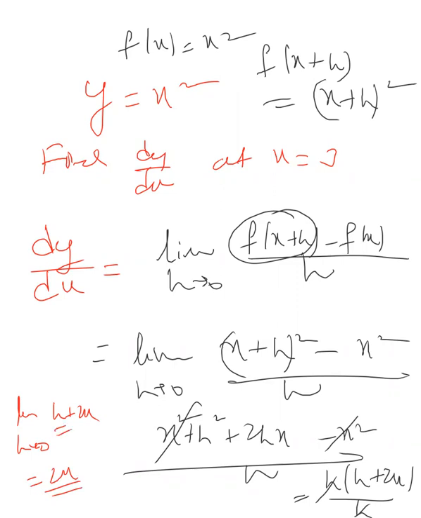So our final answer is 2x. So derivative of y with respect to x is 2x. But now you can put the value of x at the last. So 2 into 3, that is, answer is 6. Okay.